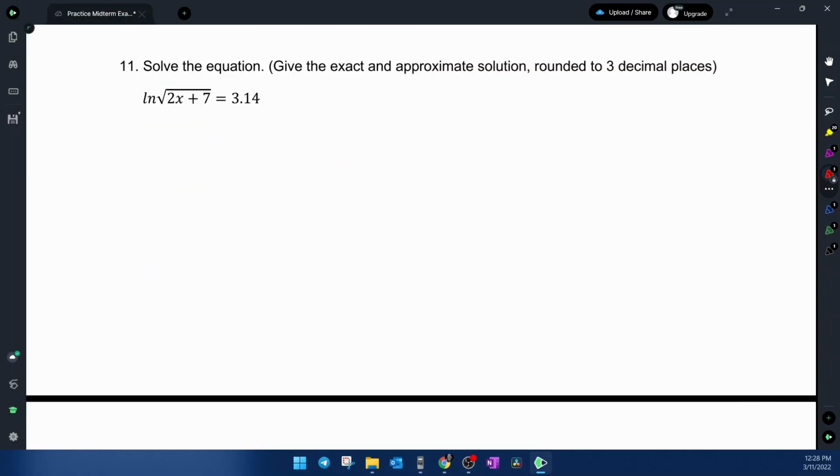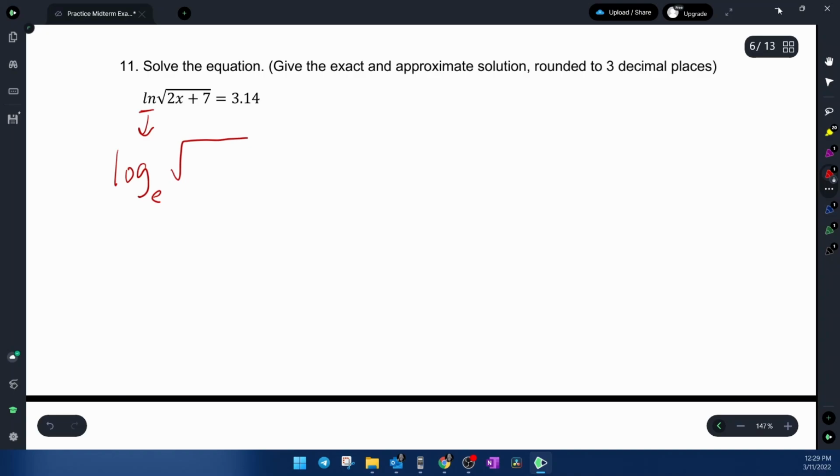Next, number 11. We have another equation we need to solve. This is a logarithmic equation. Natural log, remember, means log base e. So I'm going to rewrite that as log base e so I can maybe get a better idea of what the next step might be. Square root of 2x plus 7 equals 3.14.